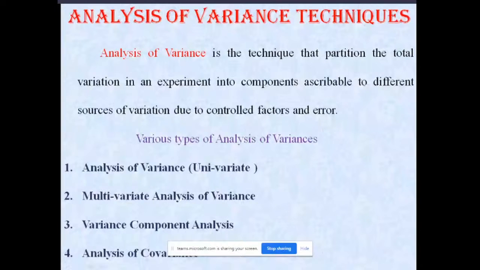Now, the analysis of variance. Analysis of variance is a technique which is used for the separation of variance from one group of causes to another group of causes. That means we have the total population observations. I'm dividing the population into different groups, like homogeneous groups. Then I'm trying to find out what is the total variation of all the observations.